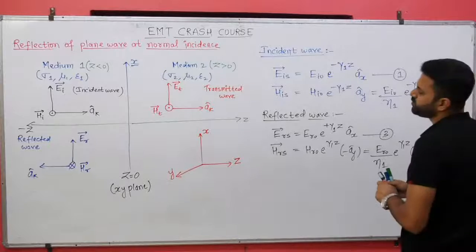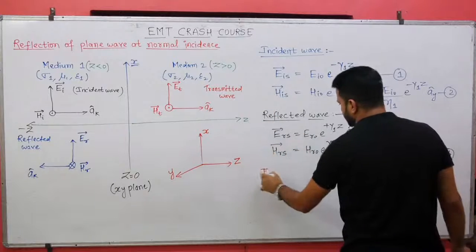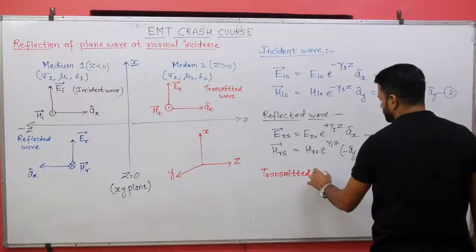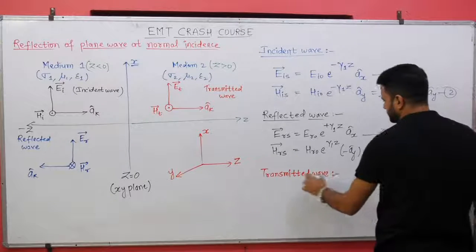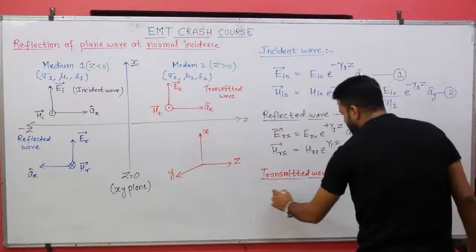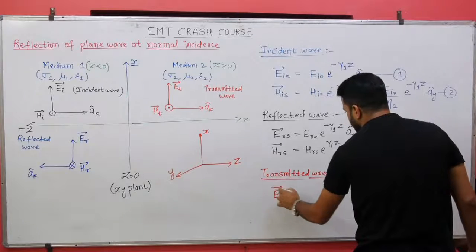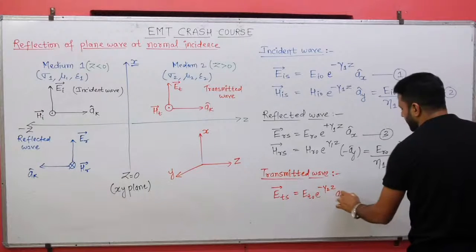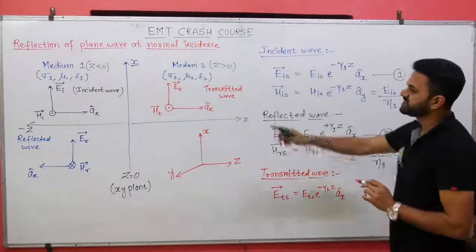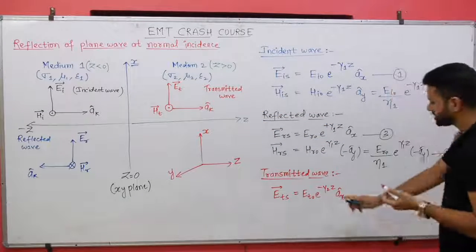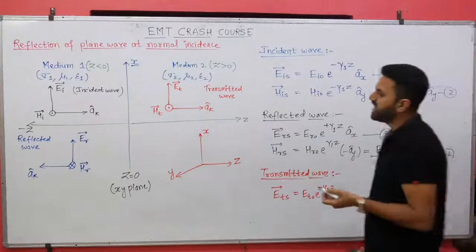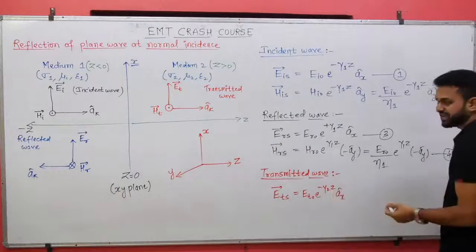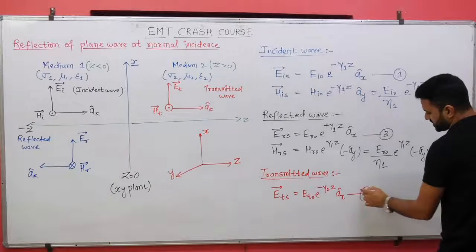Now one more wave is left, that is the transmitted wave. ETS is equal to ET0 e to the power minus gamma 2 z and ax cap. Because now the wave is traveling in medium 2, the propagation constant will change and become gamma 2. And because the transmitted wave has the same direction as the incident wave, which is positive z, we have kept the minus sign here. So this is equation number 5.